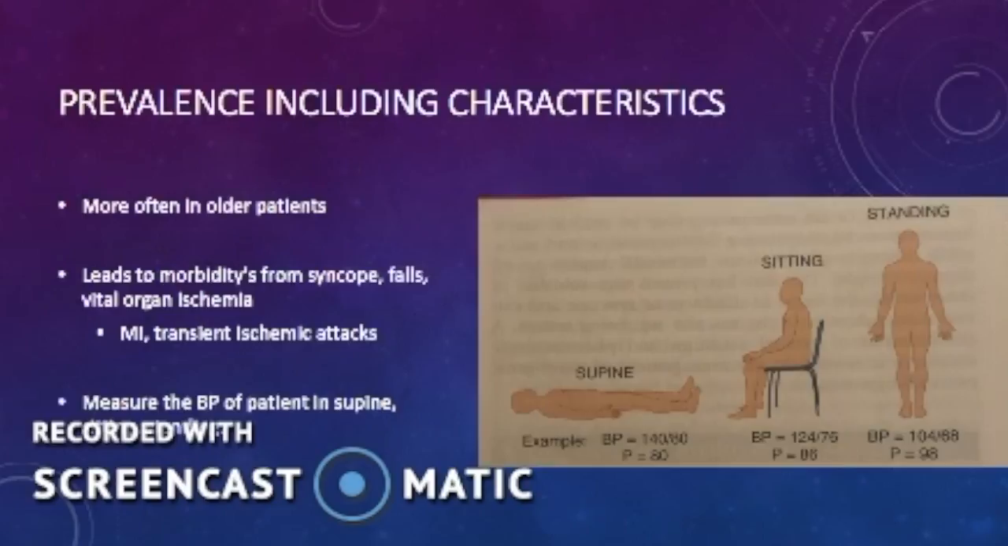So its prevalence is exactly how we said before, more often seen in older adults, and this can lead to some pretty nasty pathologies as well, such as MI or transient ischemic attacks. So just something to keep in mind and screen with any patient who does have orthostatic hypotension. And as a physical therapist, making sure that you're measuring the blood pressure of the patient in multiple positions, such as supine, sitting, and standing, as you can see from the picture from the pathology textbook.